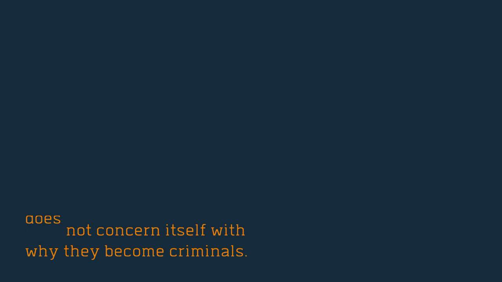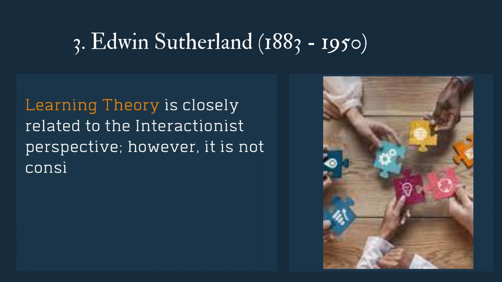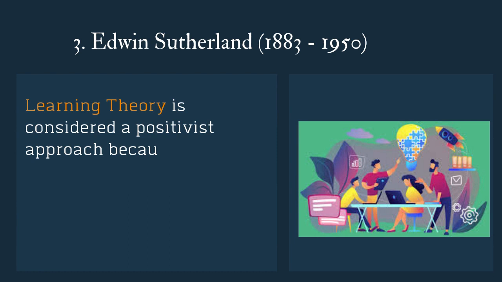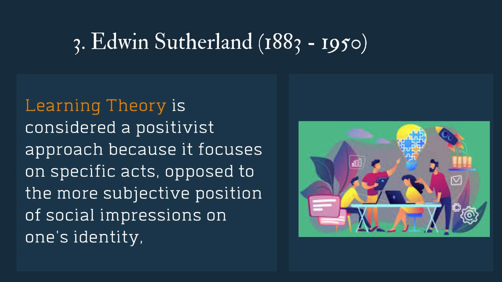Learning theory is closely related to the interactionist perspective. However, it is not considered so because interactionism focuses on the construction of boundaries in society and persons' perceptions of them. Learning theory is considered a positivist approach because it focuses on specific acts, as opposed to the more subjective position of social impressions on one's identity, and how those may compel one to act.